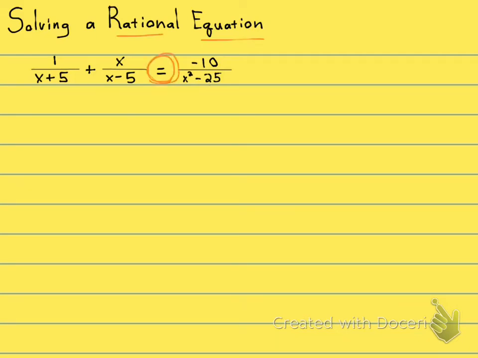I have an equal sign, and on both sides of the equal sign, I have rational expressions, which means big fractions. And I can get rid of all of these denominators in one step, and that step is multiplying by the LCD, least common denominator. But first, I need to know what the least common denominator is.